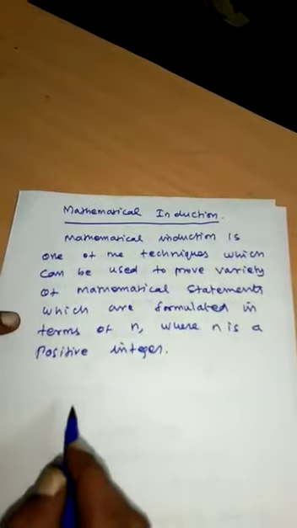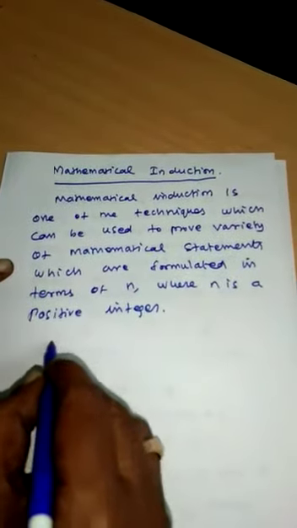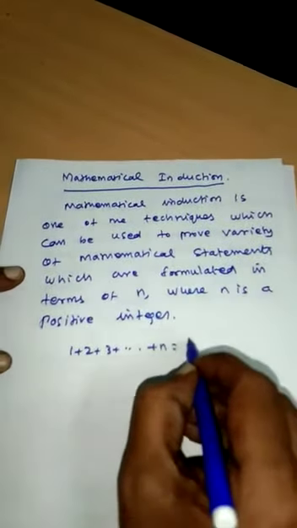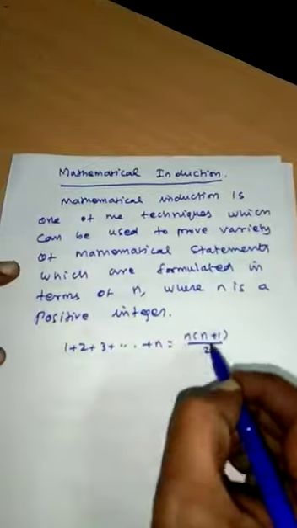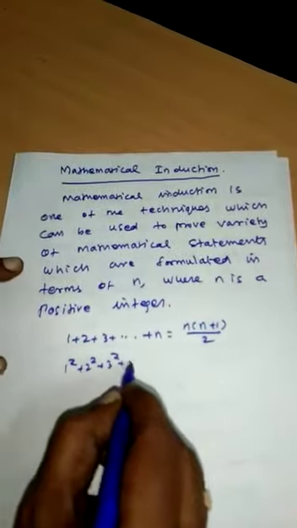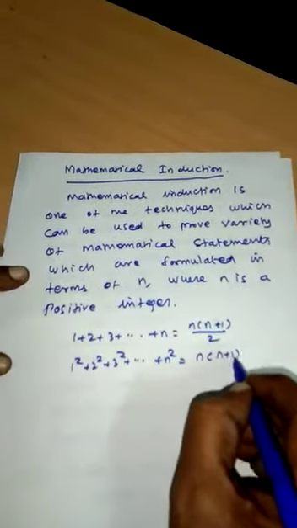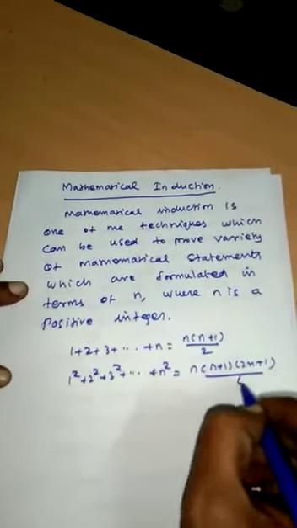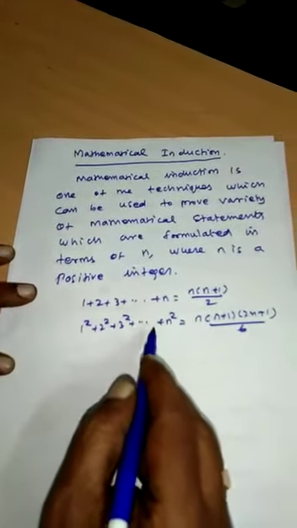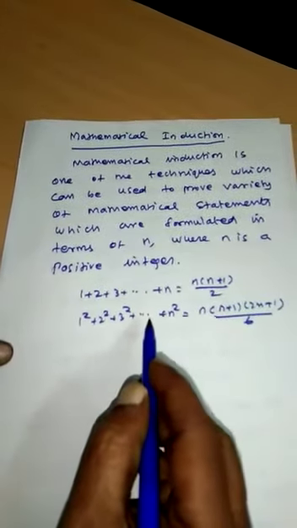We know many mathematical statements. For example, 1 plus 2 plus 3 plus dash dash dash plus n is equal to n into n plus 1 by 2. We know this statement. Another is 1 squared plus 2 squared plus 3 squared plus dash dash dash plus n squared is equal to n into n plus 1 into 2n plus 1 by 6. It is another statement. Like these statements, whether they are true or not, we have to prove by this mathematical induction method.